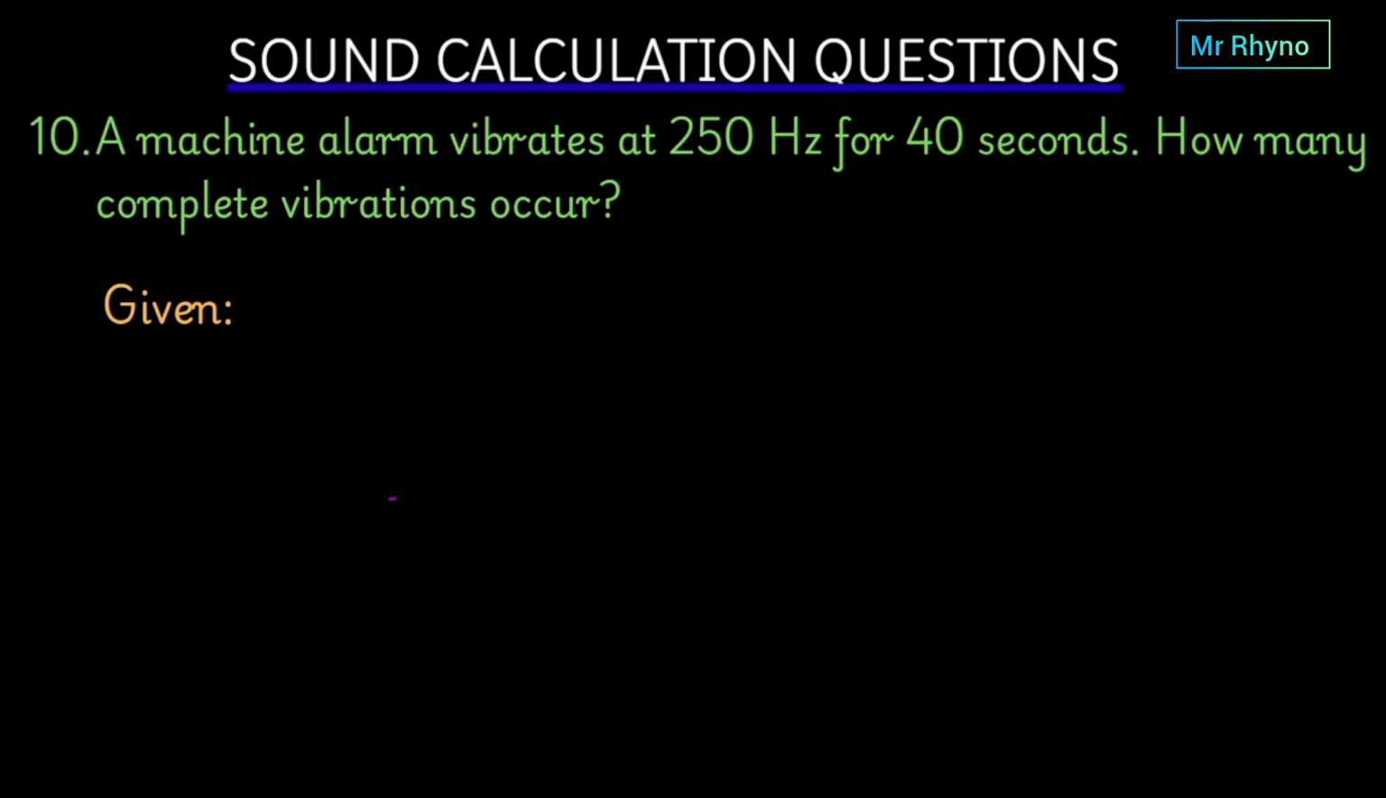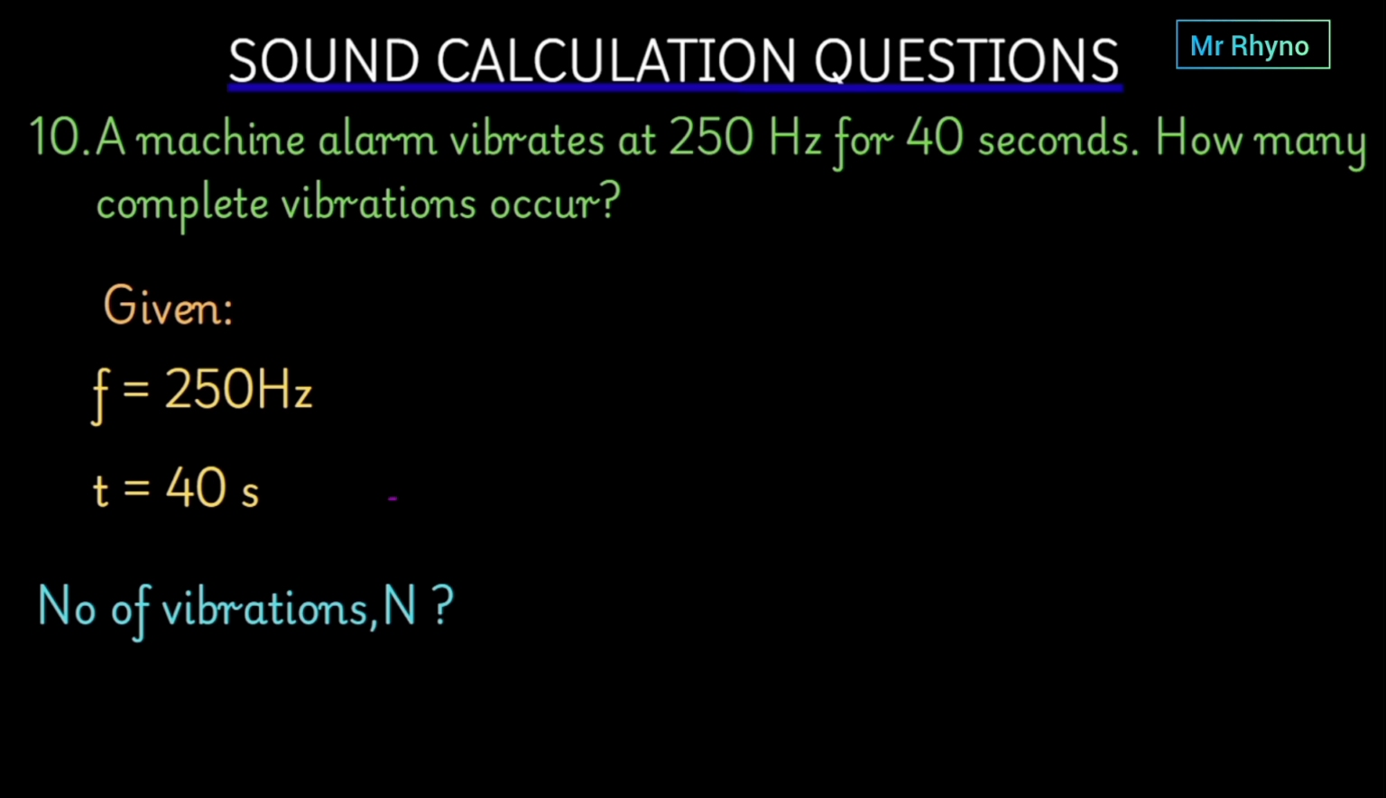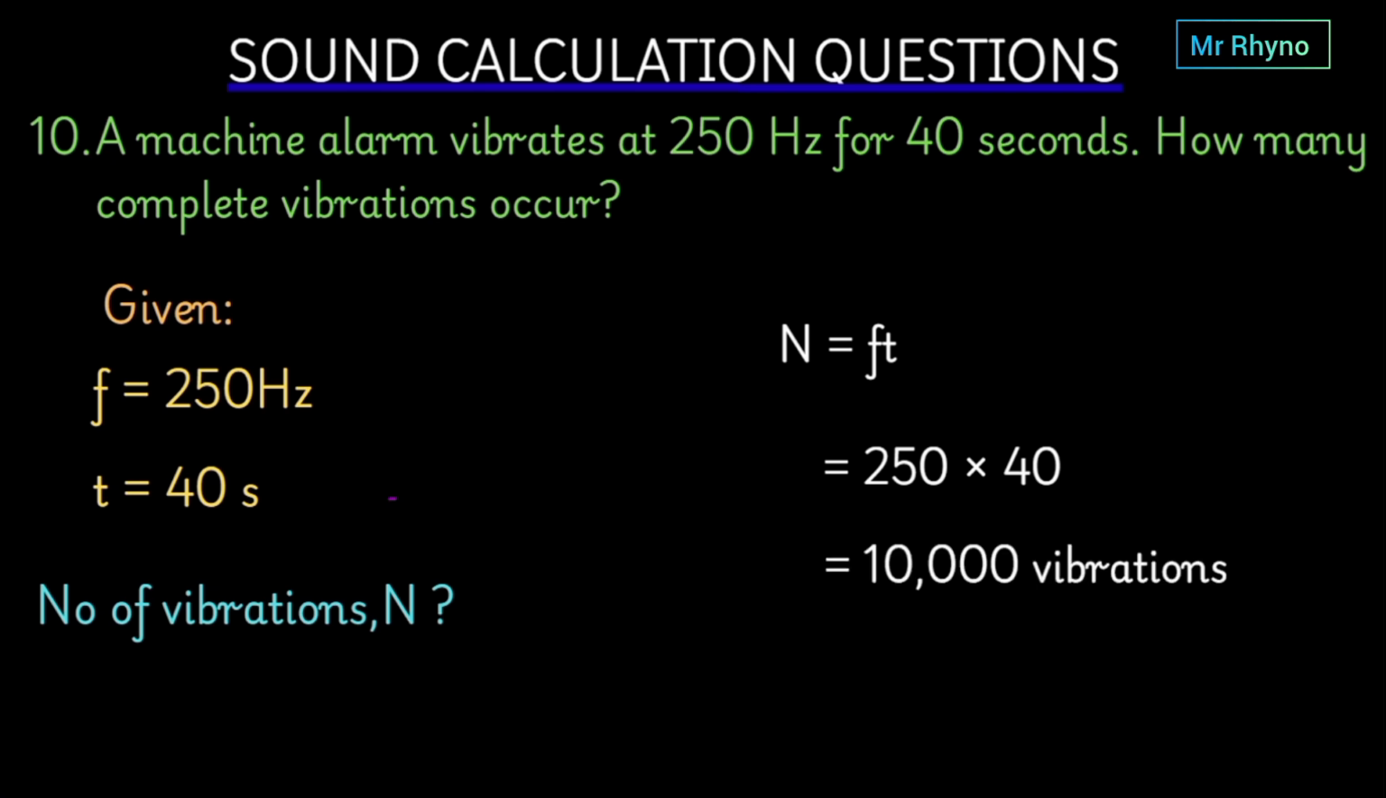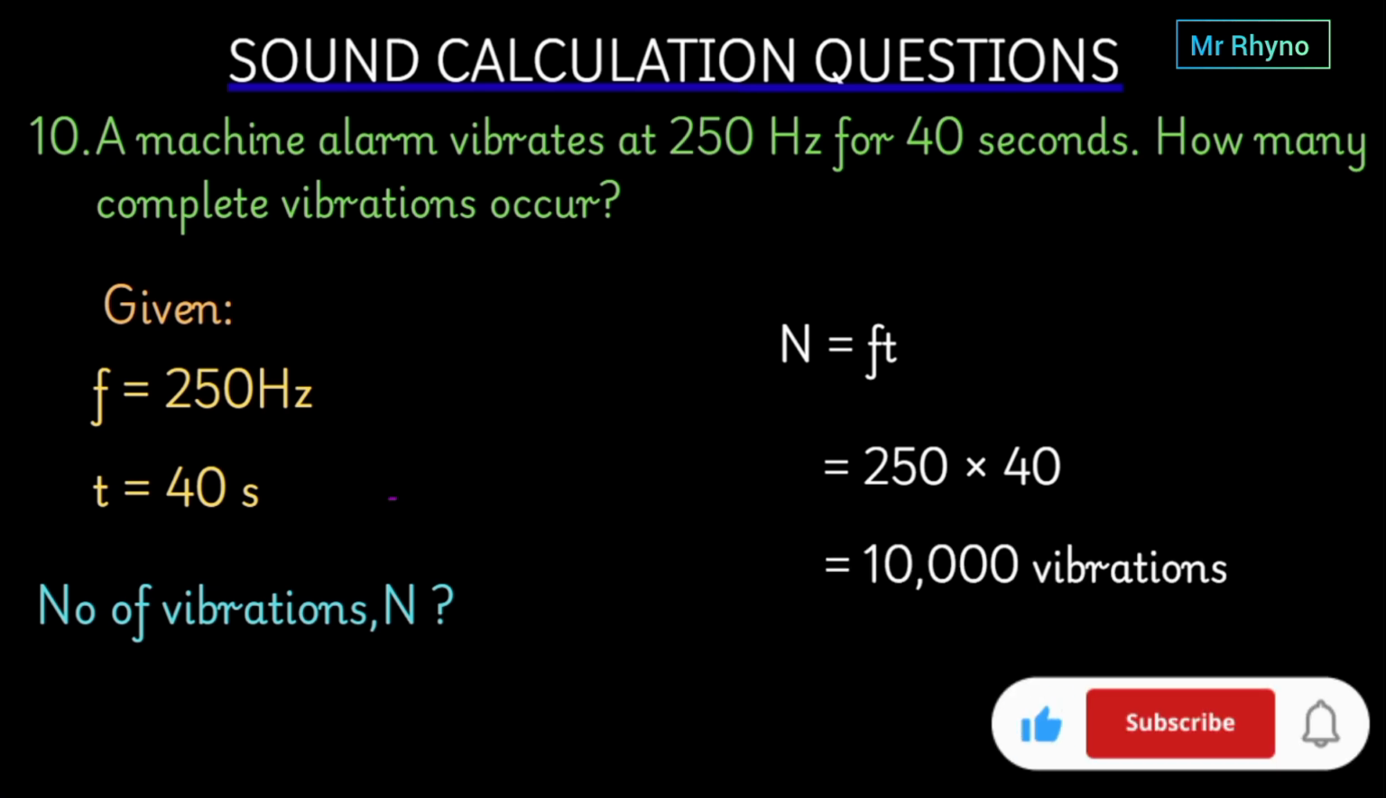The last question. A machine alarm vibrates at 250 Hz for 40 seconds. How many complete vibrations occur? Our f is 250 Hz, our t is 40 seconds, and we need to get the number of vibrations, N. N shall be given by frequency multiplied by time. 250 multiplied by 40, we get the number of vibrations as 10,000 vibrations. And this is how you can solve some of the problems on sound.